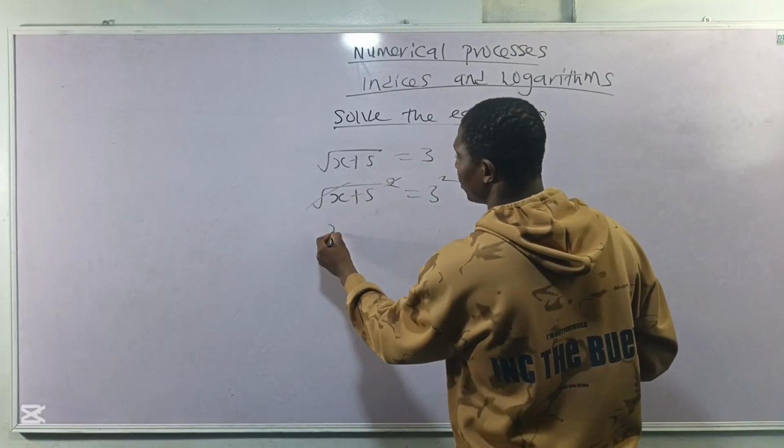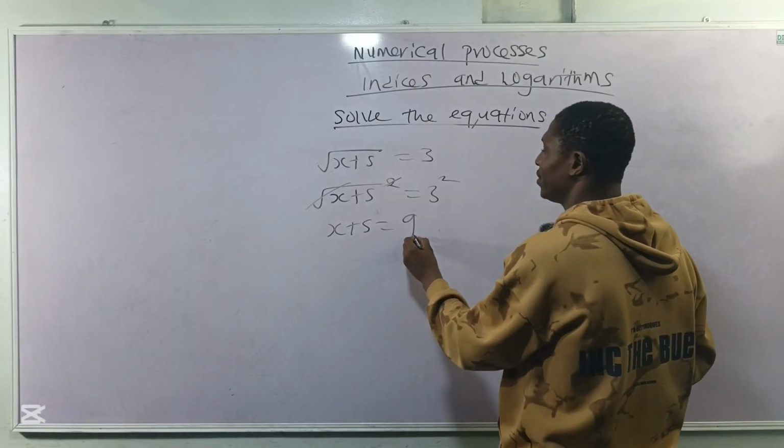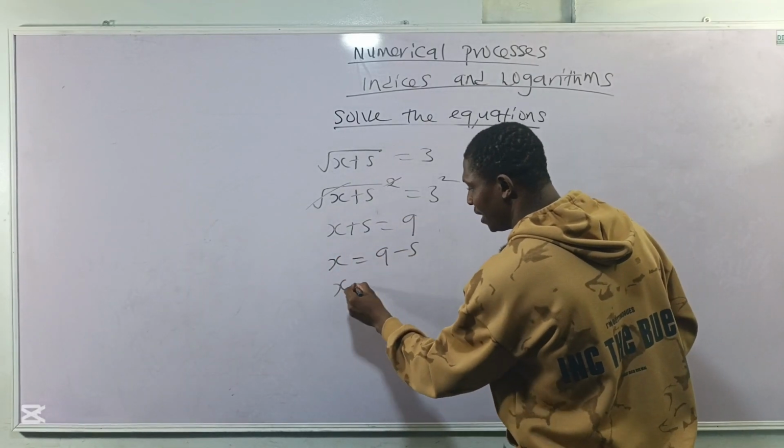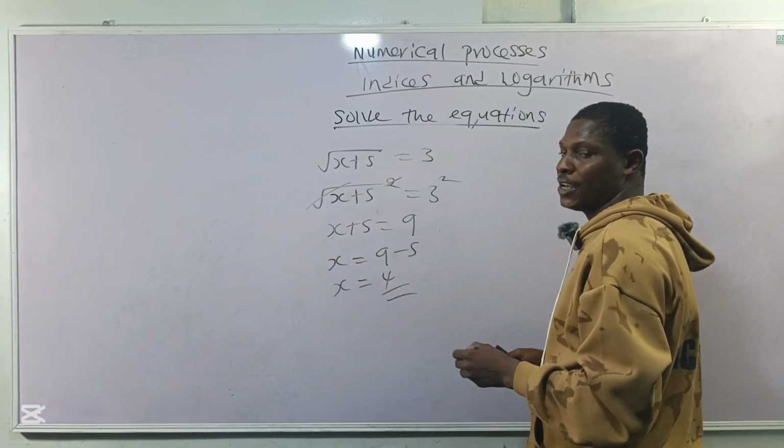So this will cancel this. I'll have x plus 5 equals to what? 9. And I'll have x will be equals to 9 minus 5 by collecting like terms. And x will be equals to what? 4. That's my answer.